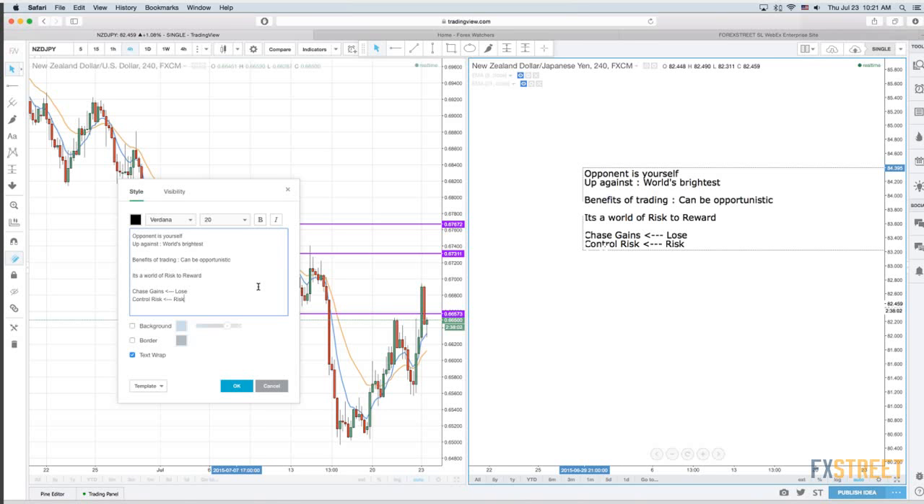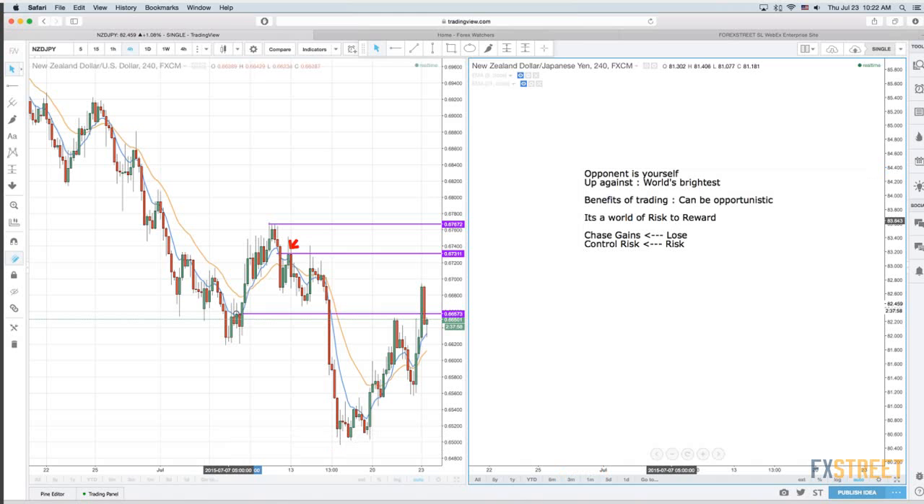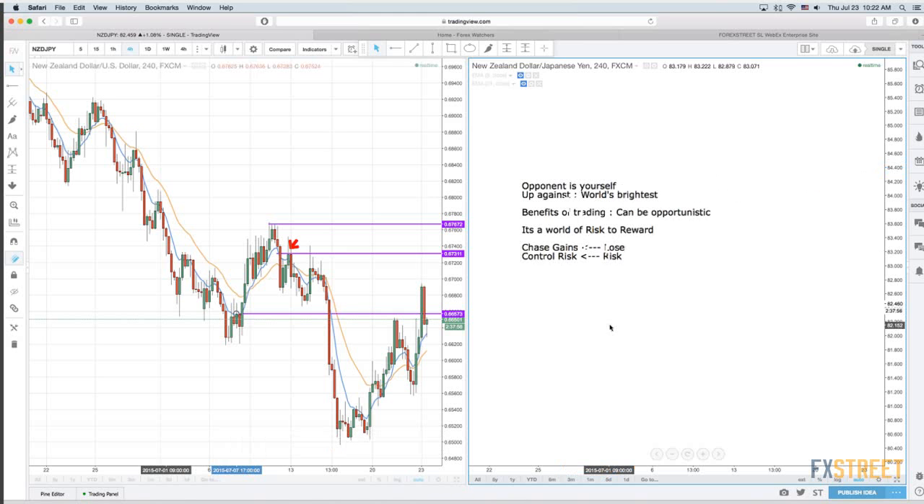Here's another thing between a good trader and a bad trader. A bad trader is looking to make money as fast as possible, as much as possible. A good trader is all about controlling risk. Okay, it's all about controlling risk.